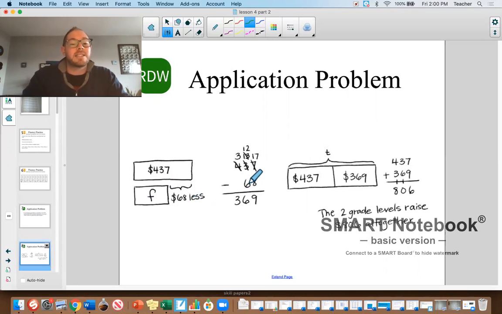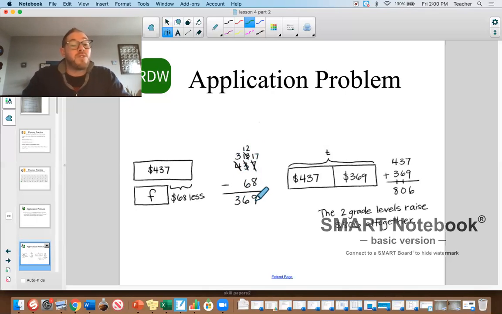So we can take 68 away from 437, 437 minus 68. 7 minus 8, we can't do. So we need to borrow from our 3 to make it into a 2. And we put our 1 to make that into 17. 17 minus 8 is 9. Our next one, we've got 2. We can't take 6 away from 2. So we borrow from our 4. We turn it into a 3. And we make that 2 into 12. 12 minus 6 is 6. And 3 minus nothing is 3.